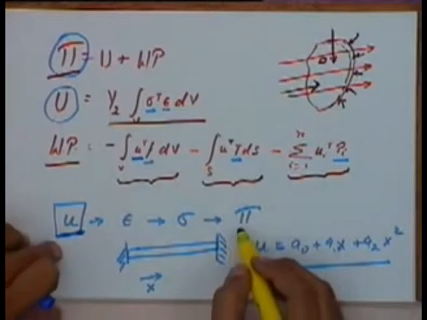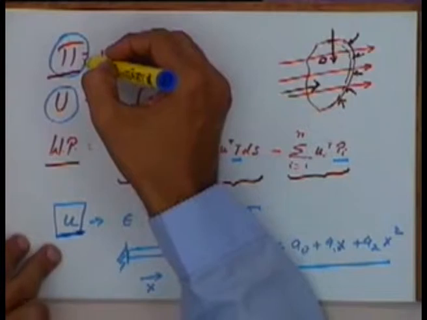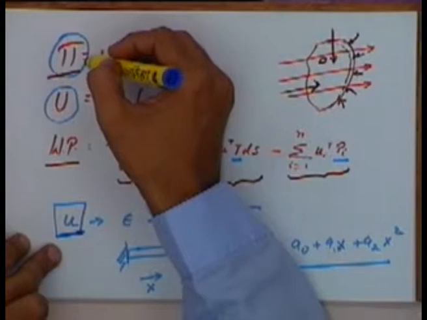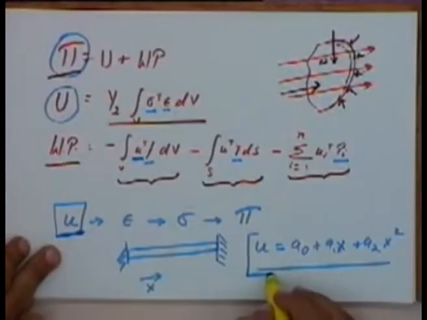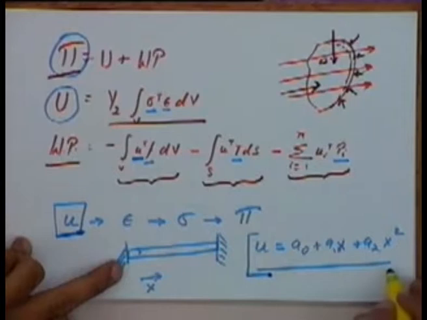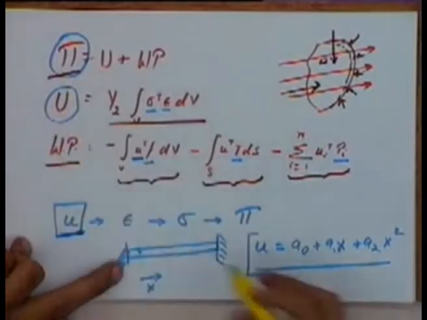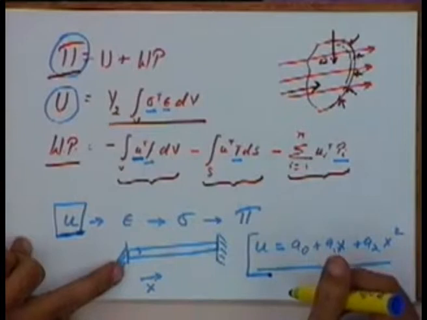And then I know that in equilibrium my potential energy will always be a minimum. For stable equilibrium potential energy is always a minimum. So if I assume a displacement vector like this, if I assume that the deformation at any point is given by this equation, I can compute the potential energy using this expression. And this is the basic approach that is used in the finite element method.